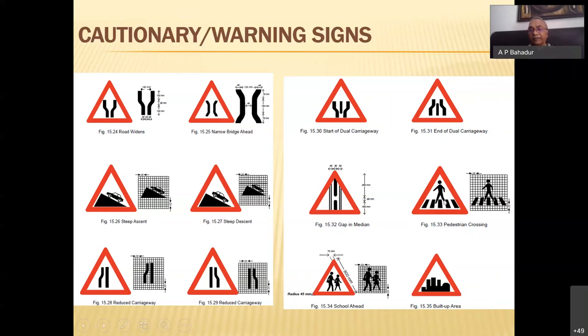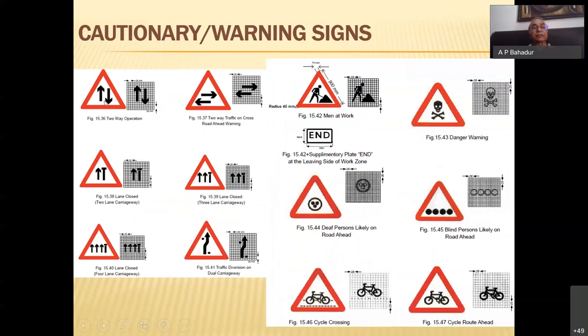People means professionals. One is the pedestrian crossing, the other is school ahead. This is the built up area sign. Then two-way operation in this direction, in this direction, one lane closed on the three-lane highway, one lane closed on the four-lane highway, traffic directed to move on the other carriageway. This again is a sign which is, what should I say, the most cursed sign, because normally it is never provided. Or if at all provided, it is wrongly provided. Most of the time, there will be a small board somewhere, not even easily visible, saying men at work, or something similar, which is highly irregular and against the practice.